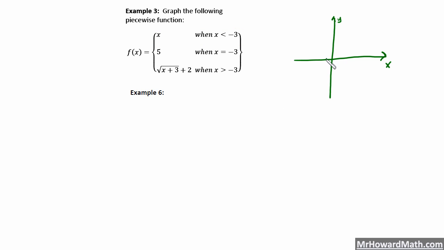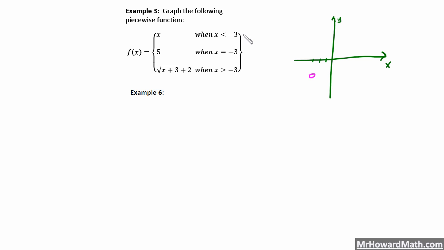I'm going to go ahead and label negative 1, 2, 3 here so we can keep that straight. So y equals x, remember, is just a line with a slope of 1 right through the origin like this, right? But it's only true for this function when x is less than negative 3. So all of this right here is going to have to be erased.